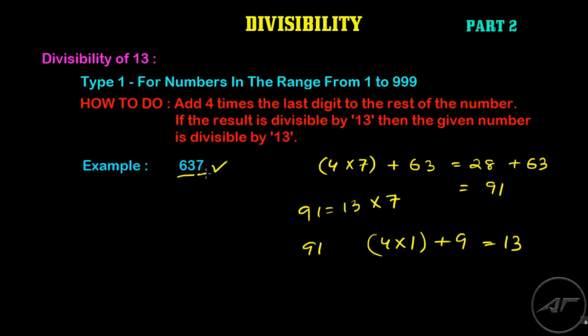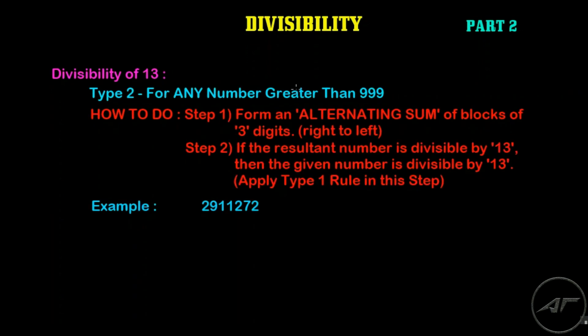Now let's check out type 2, which is going to be for numbers greater than 999. To check for the divisibility of 13 for any number that is greater than 999, let us check out the rule. The rule says in step 1, we must form an alternating sum of blocks of 3 digits from right to left, as we did for divisibility of 7. And in step 2, if the resultant number is divisible by 13, then the given number is divisible by 13.